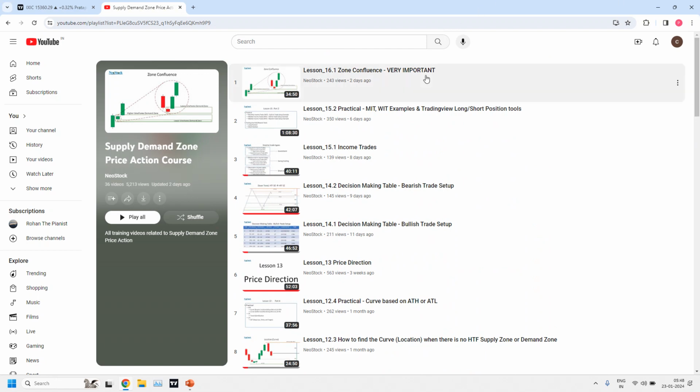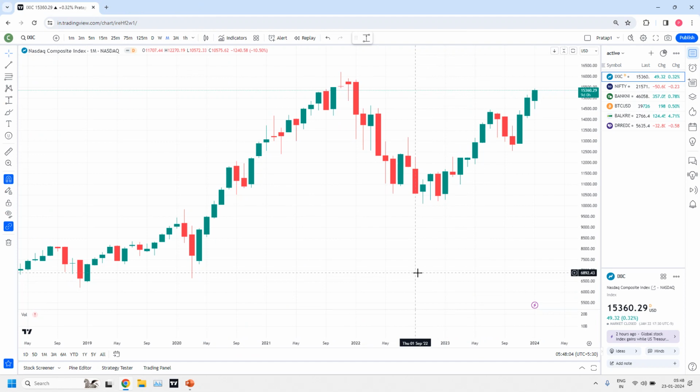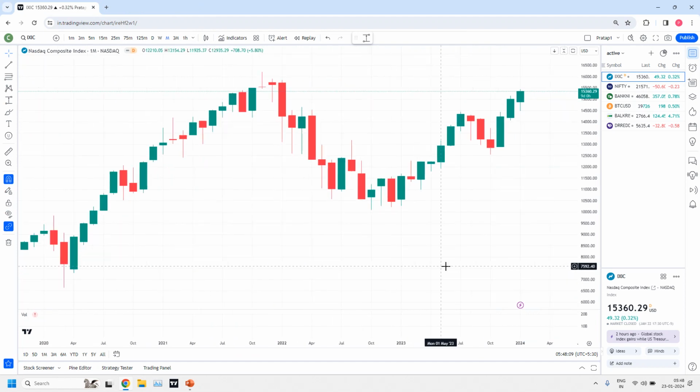Now let us get into the practical session. So in the previous lesson we learned, if two zones are overlapped, but from different time frames, then that concept is called zone confluence.